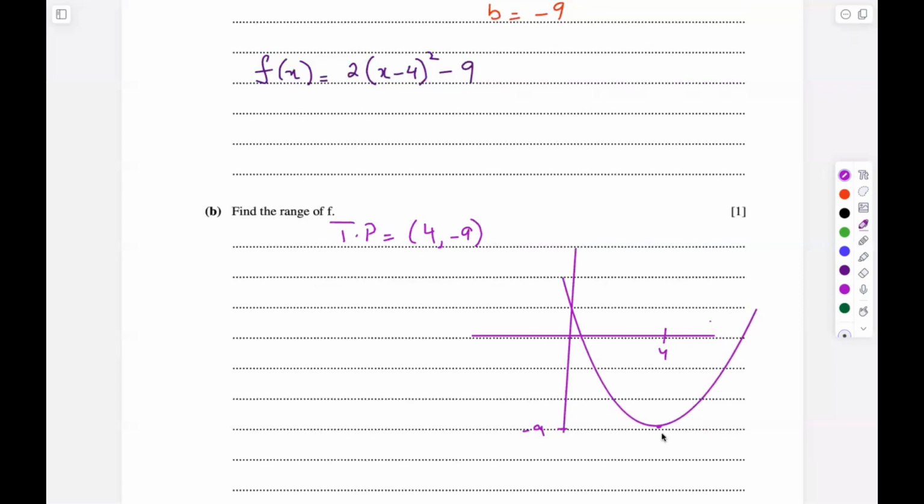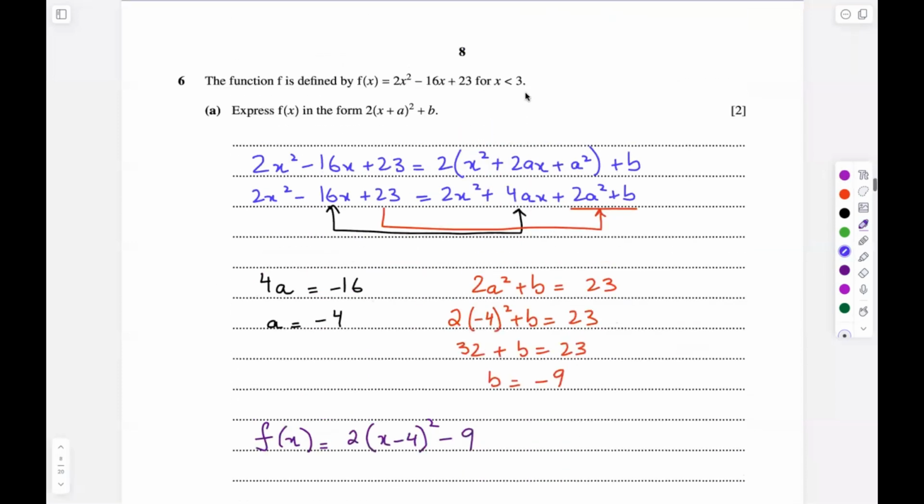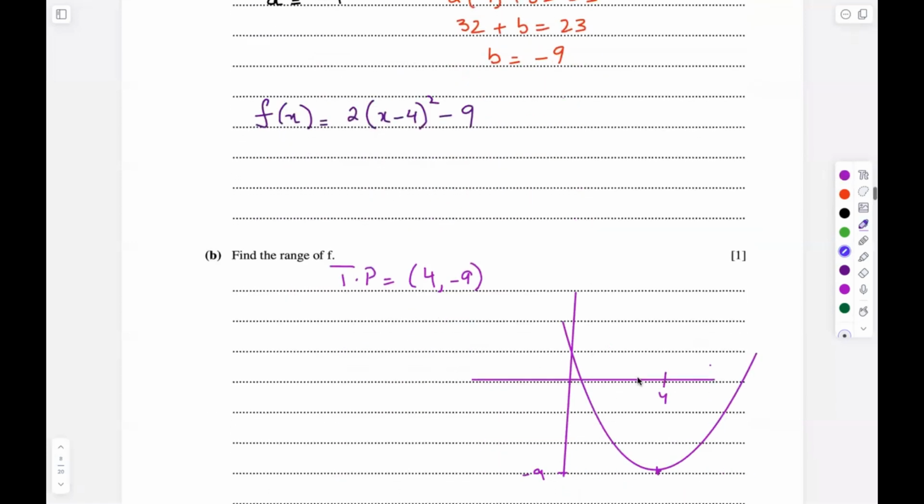Now, once we have the turning point, we know that the least value of the graph is minus 9. However, if you look at the domain of f of x, that was x less than 3. So x equals 3 will lie up here. First, we'll have to find the value of the function f of x at x equals 3. Substituting x equals 3 into the function, we'll get 2 into (3 minus 4) whole squared minus 9. So (3 minus 4) whole squared becomes 1, and 2 minus 9 equals minus 7.